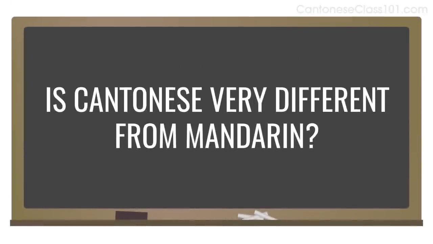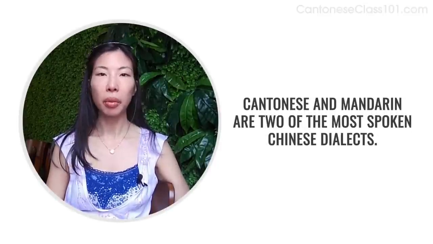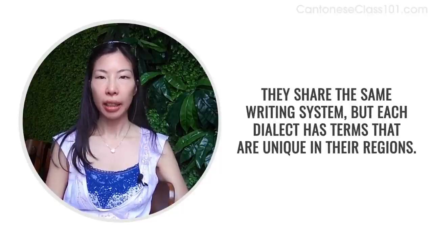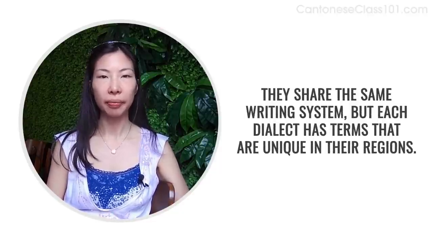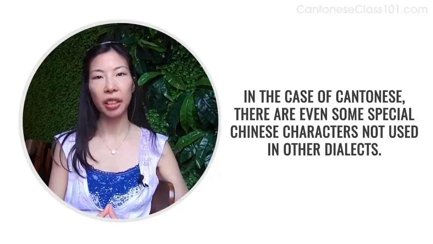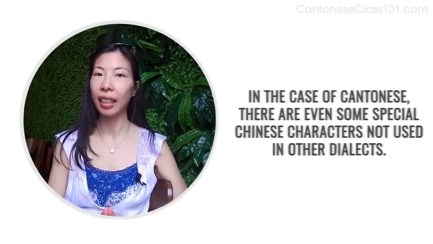Is Cantonese very different from Mandarin? Cantonese and Mandarin are two of the most spoken Chinese dialects. They share the same writing system, but each dialect has terms that are unique in their regions. In the case of Cantonese, there are even some special Chinese characters not used in other dialects.